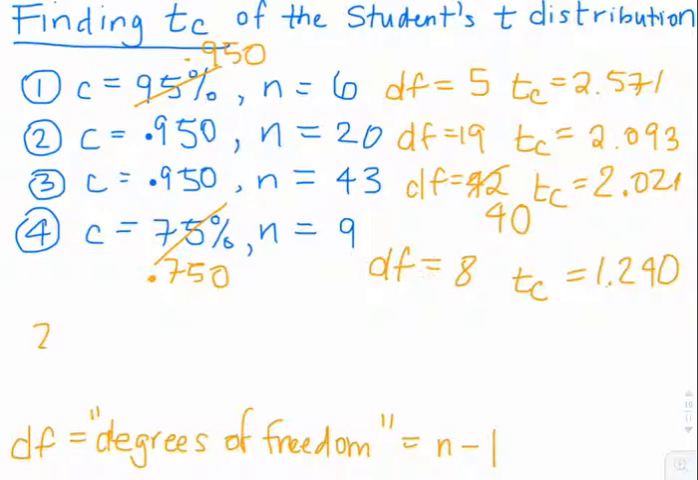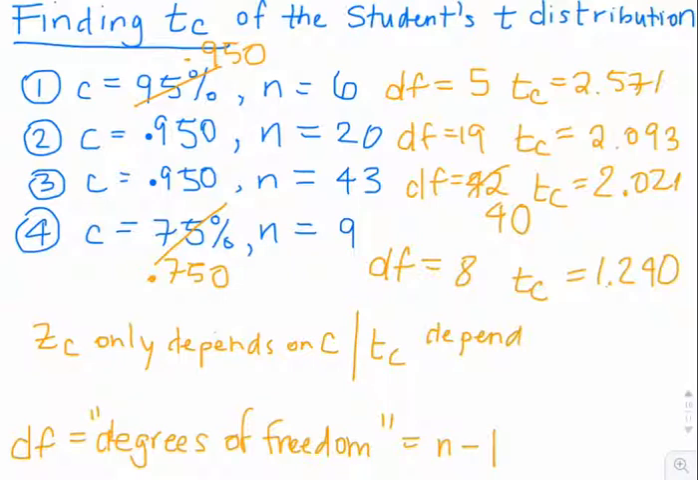So z sub c only depends on c. But t sub c depends on c and the degree of freedom, so it depends on the sample size as well.